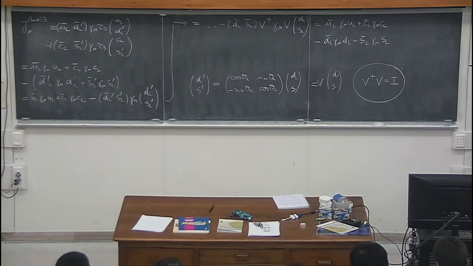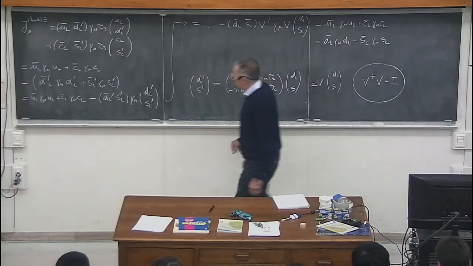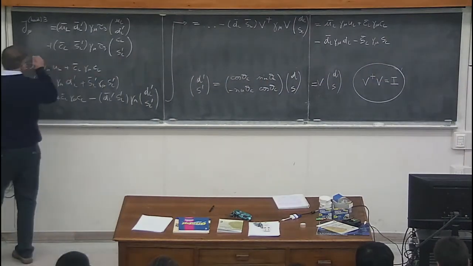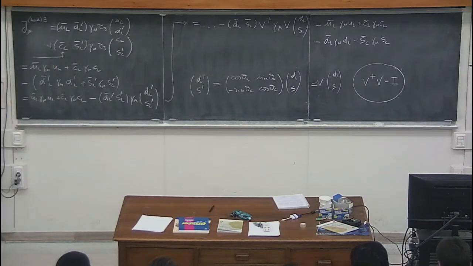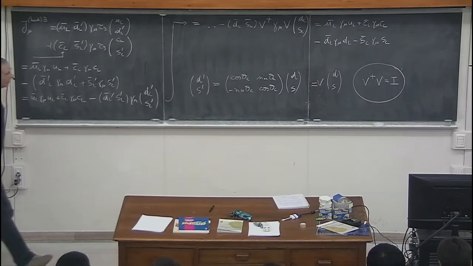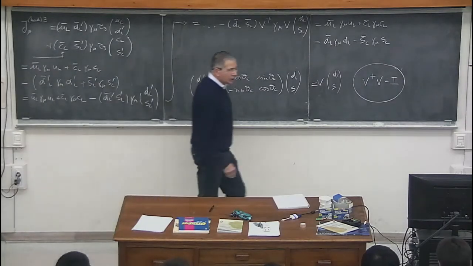So this is the GIM mechanism, which requires the introduction of an as yet unobserved particle, the charm quark, but for the rest is okay. It suppresses flavor changing neutral current at the tree level. So this is what Glashow, Iliopoulos, and Maiani suggested, and in fact, the charm quark was observed very soon.